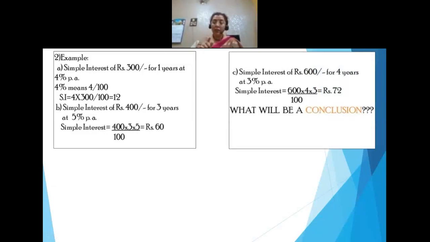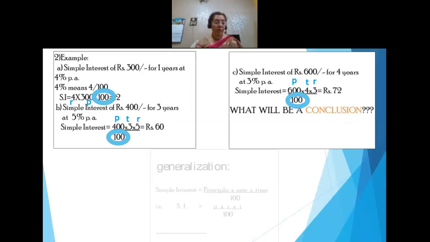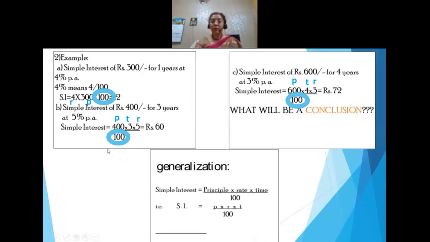After that you ask the child, what have you written in the denominator? They will encircle, yes, I have written 100. Where is your principal? They will mark principal. Where is your rate? They will mark, yes, it is R. Where is your time? Yes, it is T. That means what you have got in every case, PTR by 100. Let them find out, they will come to the conclusion.